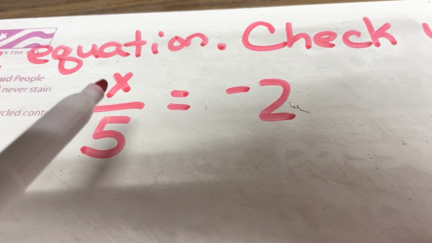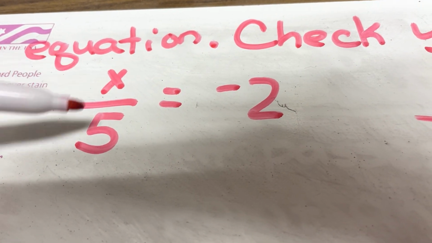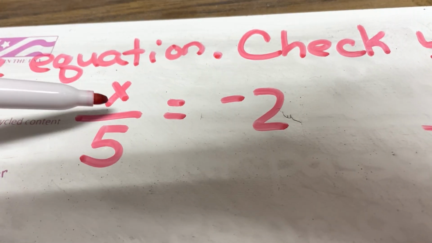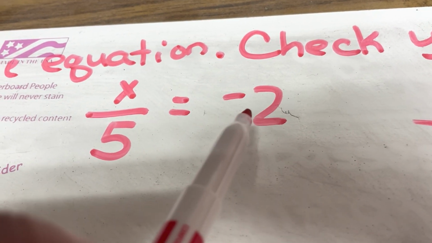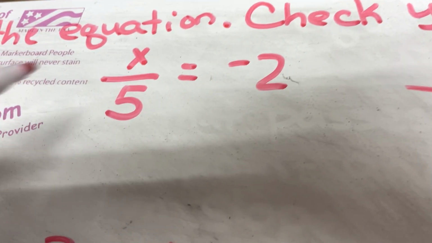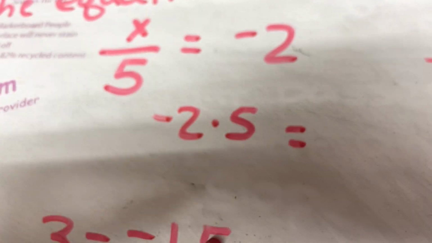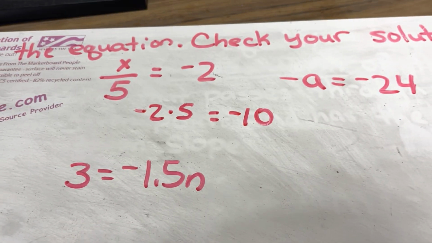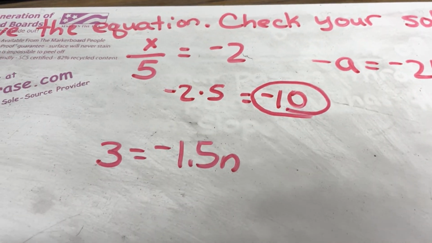Whenever that happens in a division equation and the variable comes first, as in x divided by 5, where x is the first number in the division problem, we multiply those two numbers. So we would do -2 times 5. Well, -2 times 5 equals -10. So I know in this situation, x equals -10.